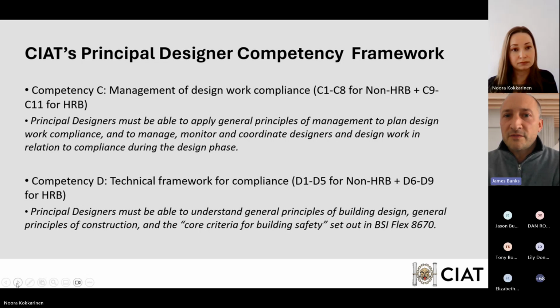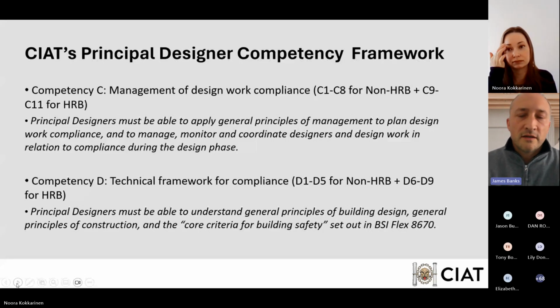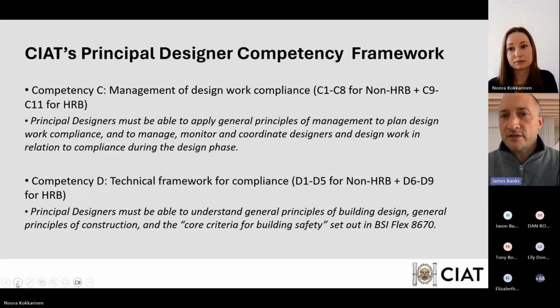So C is around management of design work compliance. C1 to C8 is for non-HRB registration. And then you also need to address C9 to C11 for HRB registration. And again, that's all about management of plan and design work compliance, monitoring and coordinating designers, and ensuring everything through the design phase is compliant.